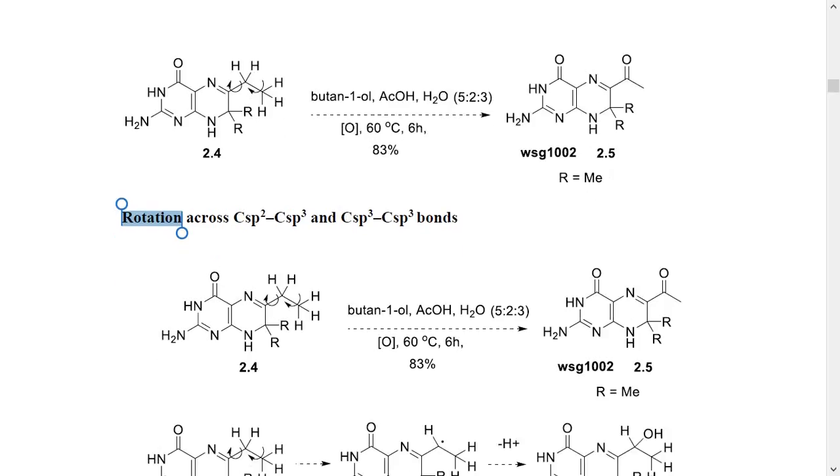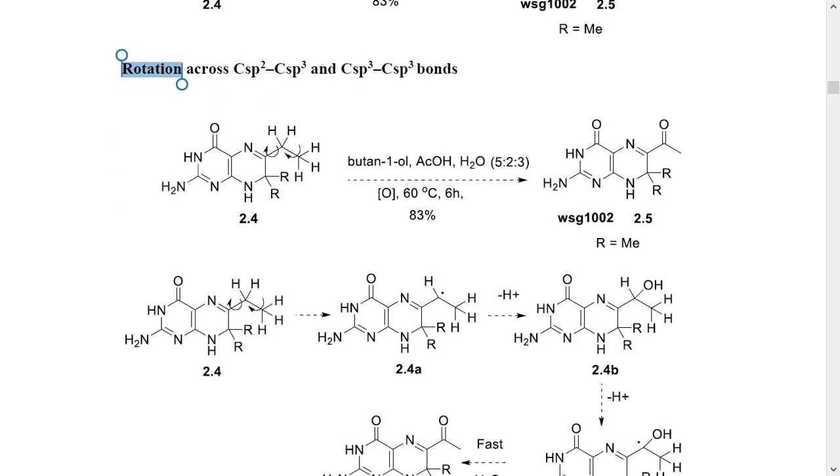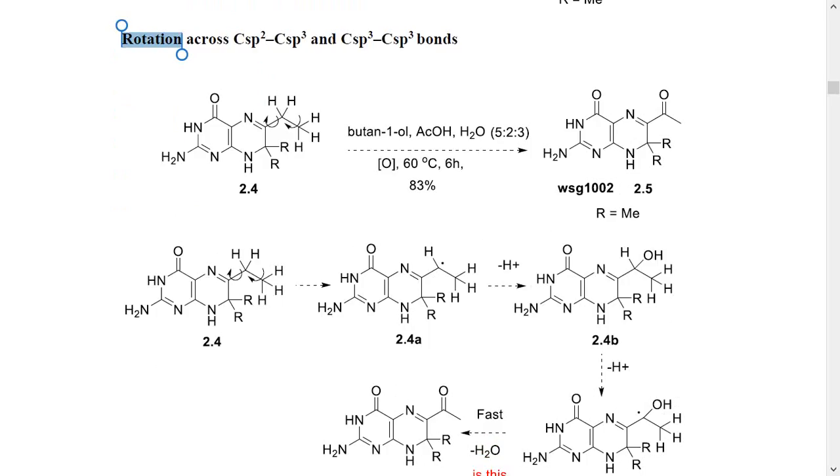Csp2 and Csp3 rotation. This is sp3, this is sp2, Csp2 and Csp3 rotation, and Csp3 rotation. Now this is 3 and 2, I can say. This is sp2 and sp3, but this is sp3 and sp3 rotation. Now we can talk about how this rotates, but overall here this is a free radical mechanism.